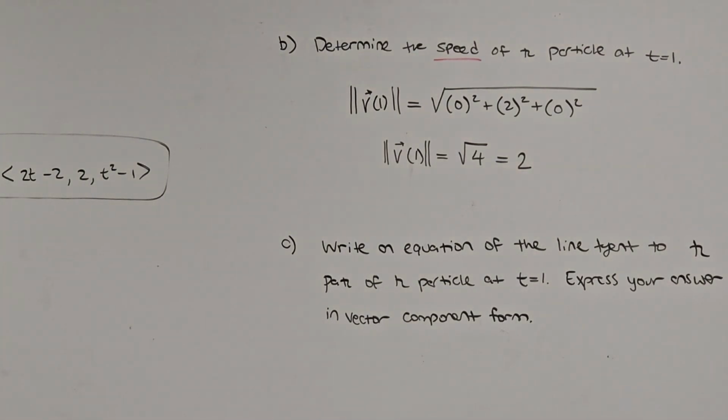Next one says, write an equation of the line tangent to the path of the particle at t equals 1. So we're writing the equation of the line. I turn on my exam 1 brain. Okay, that's right. We need a point, but now not a slope. We need a direction vector.